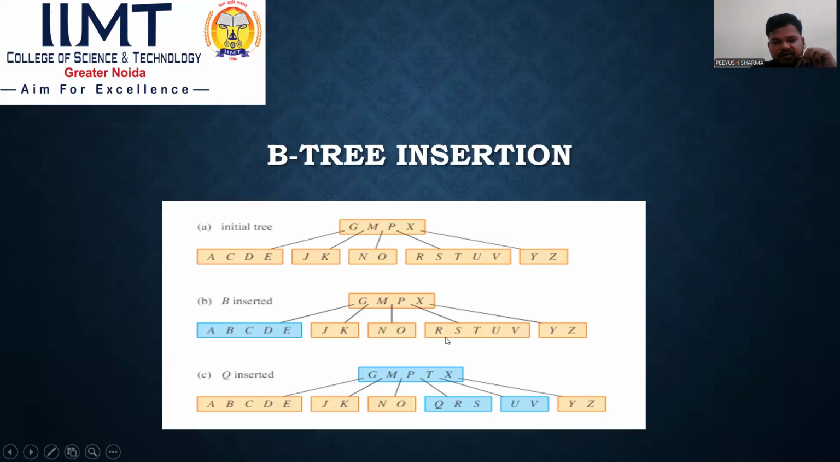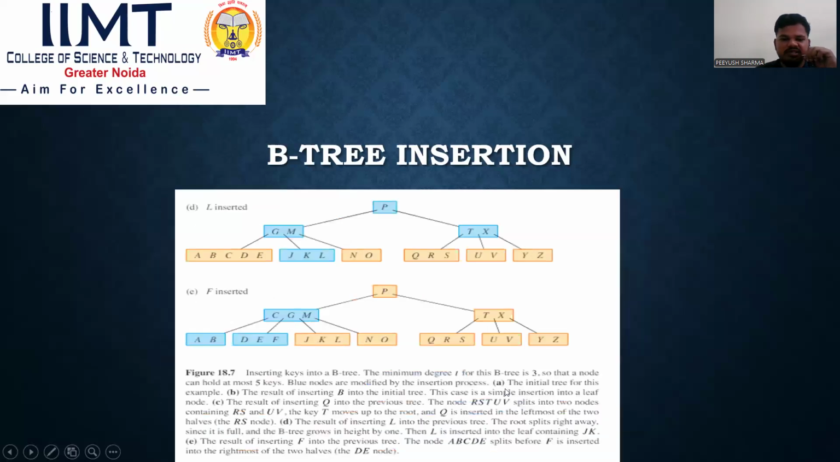While we are inserting into this particular node, we clearly see that the boundary is exceeded. So what will we do? We split this particular node. While splitting, which one goes to its parent? T. T goes to its parent, QRS makes its right child, and UB makes its left child.